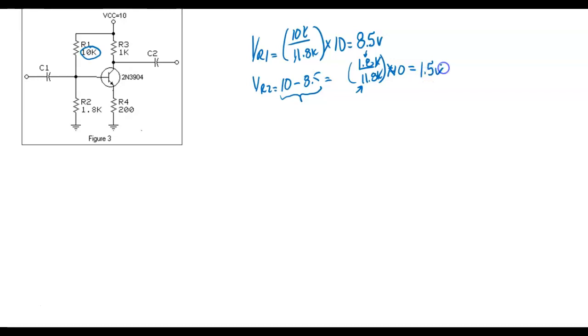1.5 volts, yeah. And if we subtract 8.5 from 10, we get 1.5 also, right? Then we need to probably get VR4. VR4 would be 1.5 minus 0.7. So here we basically have to use Kirchhoff's law in series circuits. So what does this leave us? Millivolts. And what do we probably need to do next?